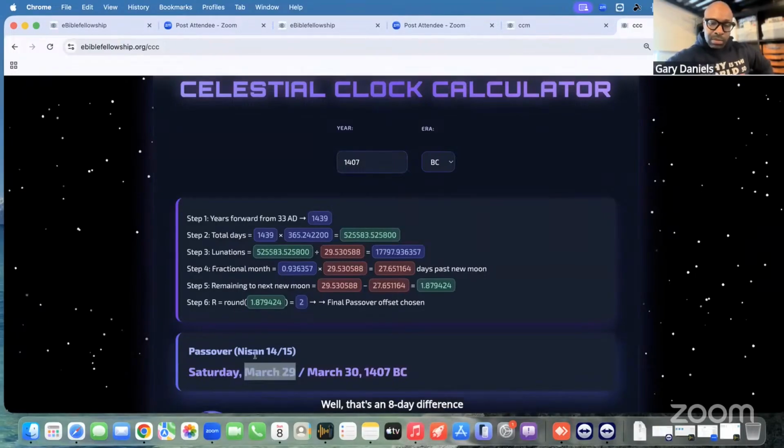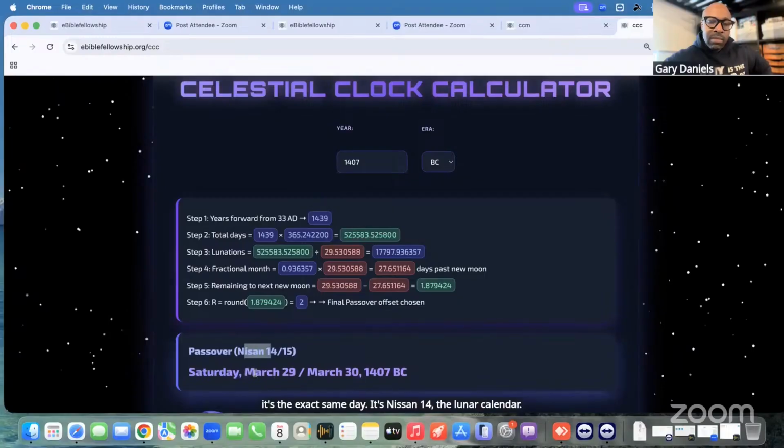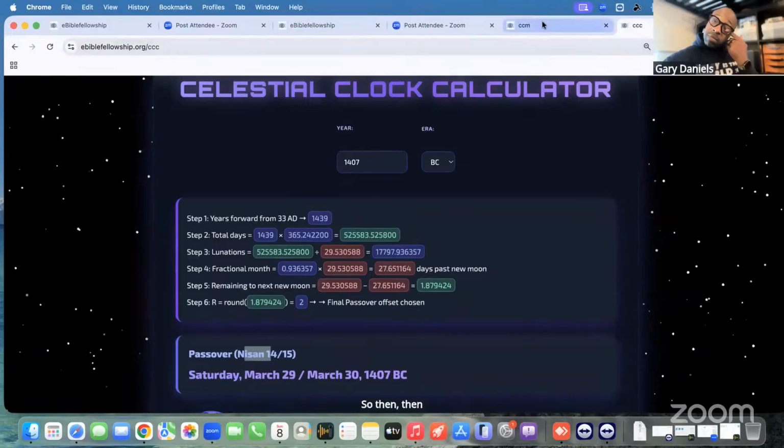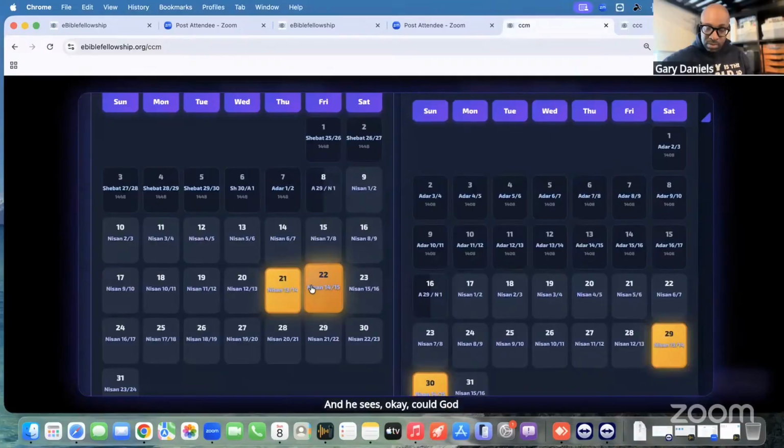And that's not in the Hebrew calendar, but in the solar calendar. In the Hebrew calendar, it's the exact same day. It's Nisan 14, the lunar calendar. But with the solar calendar, there's an 8-day difference. So then he goes to the Joshua account and he sees, okay, could God be hiding clues to let us know about the solar calendar in this account?